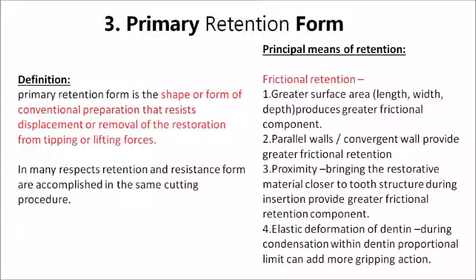Next one is primary retention form, that is the third step. As per the definition, it is the shape or form of the conventional preparation which resists the displacement or removal of the restoration from tipping or lifting forces. So this is also indirectly a shape or form of the preparation which is resisting the displacement or removal of the restoration. Before, the one that we discussed had the potential to support or withstand the masticatory forces. Now this is resisting the restoration or any kind of thing from displacing.